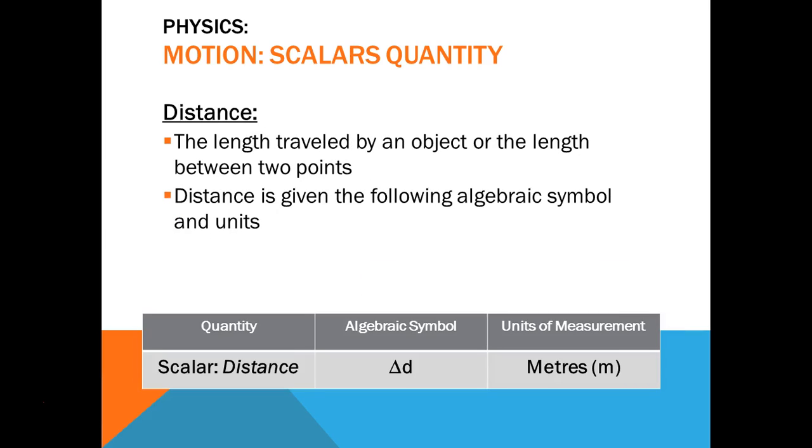The length that's traveled by an object, or the length between two points, is the distance. And the distance symbol we use is the small d. This triangle means change, so the change in distance. The units that we use are meters. If you have other units, you need to convert them back to meters.